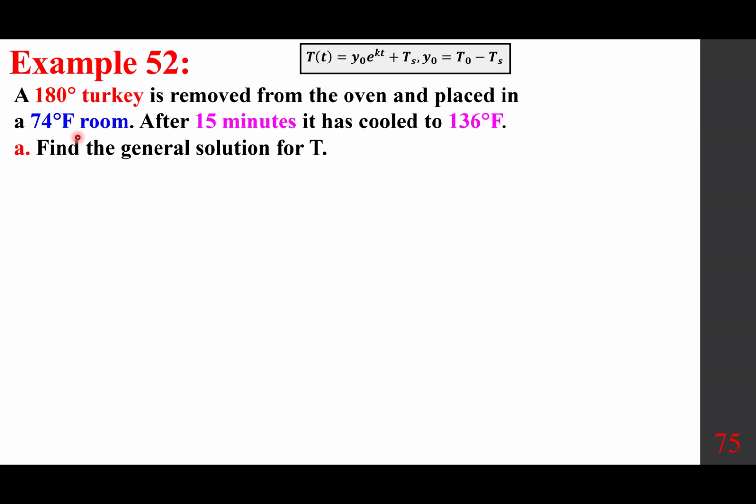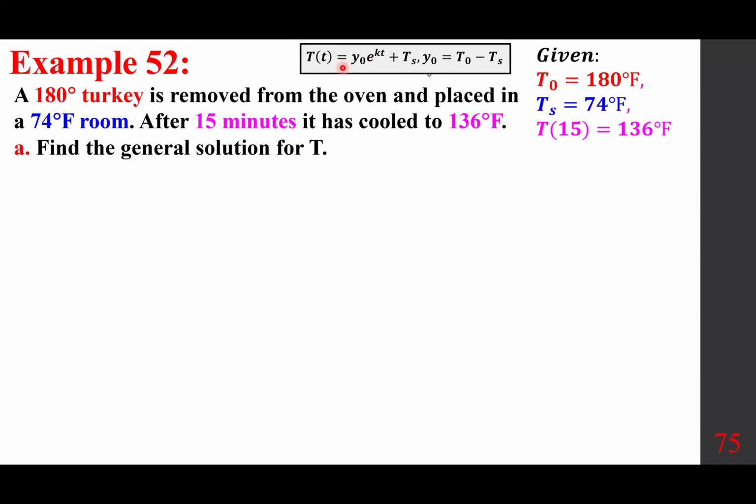All right, so first, you read the question, and it's extremely important in math to write the given symbolically. A 180-degree turkey means that's the initial temperature, T of 0 or T sub 0. 74 degrees room temperature, this is T sub s, surrounding temperature. After 15 minutes, capital T is 136 degrees Fahrenheit. If we can go from here to the given, practically we are done, because the most important part is to recognize the given symbolically.